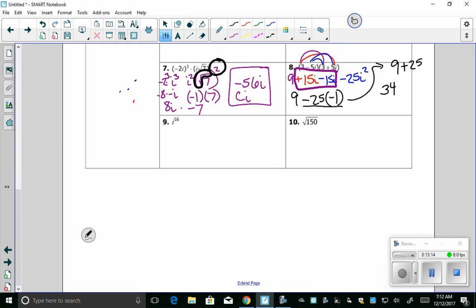Because 34 is complex, you ask yourself, is it real or imaginary? Well, it's real. It doesn't have any i's. So is it irrational or rational? Rational. Is it an integer? Yes. Is it whole? Yes. Is it natural? Yes. So that's my answer to number 8.